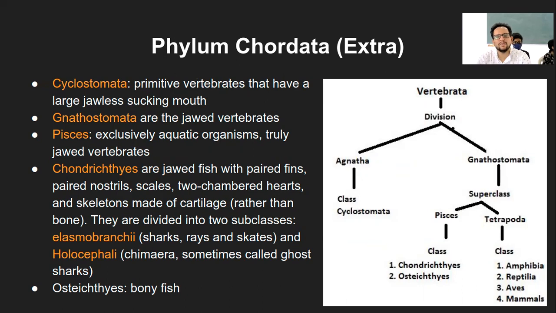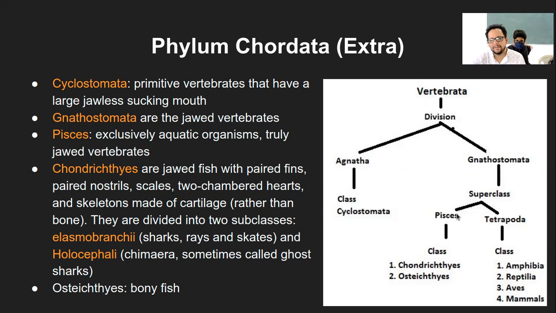Primitive as in very early, like the earlier species within the vertebrates, and they have a large jawless sucking mouth. Jawless as in they did not have very well developed jaws. So they usually had a structure which used to suck the food. So that is the Agnatha category. And then Gnathostomata were especially the jawed vertebrates. That means they had well developed jaw structures. And all of us fall into the Gnathostomata.